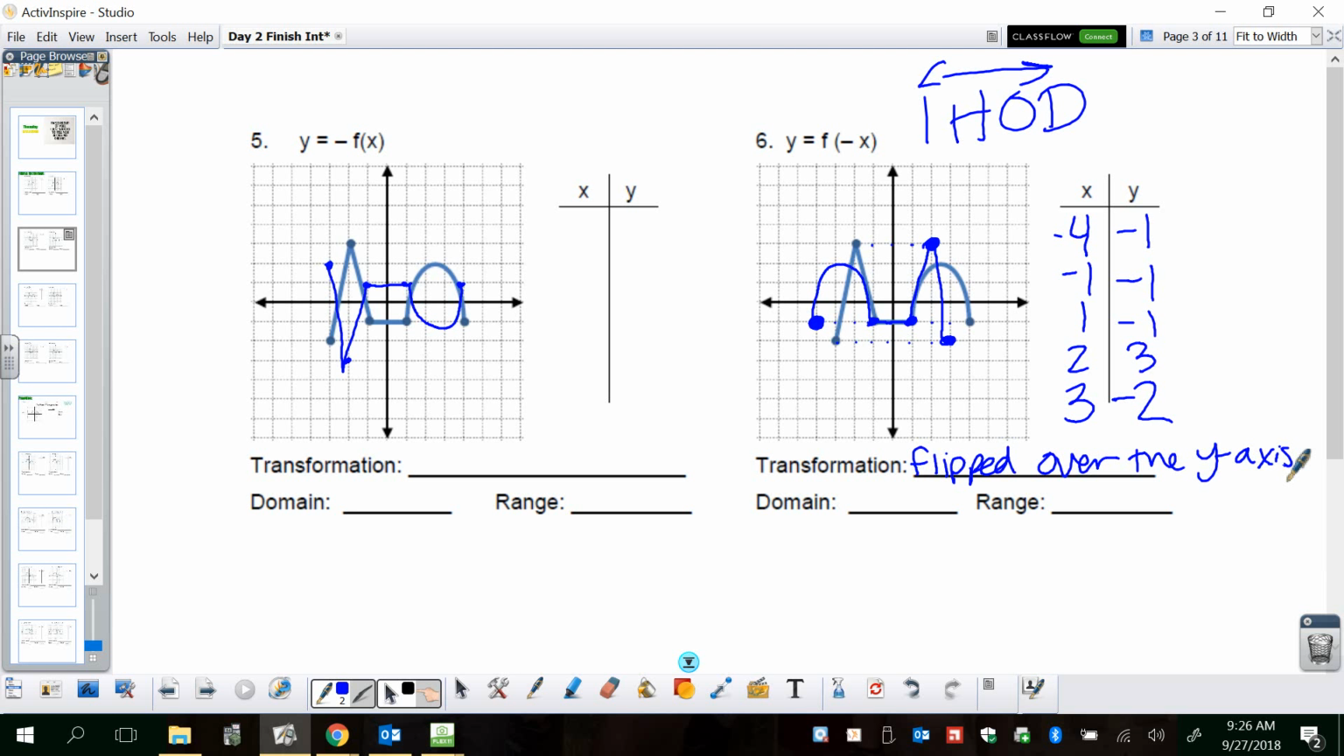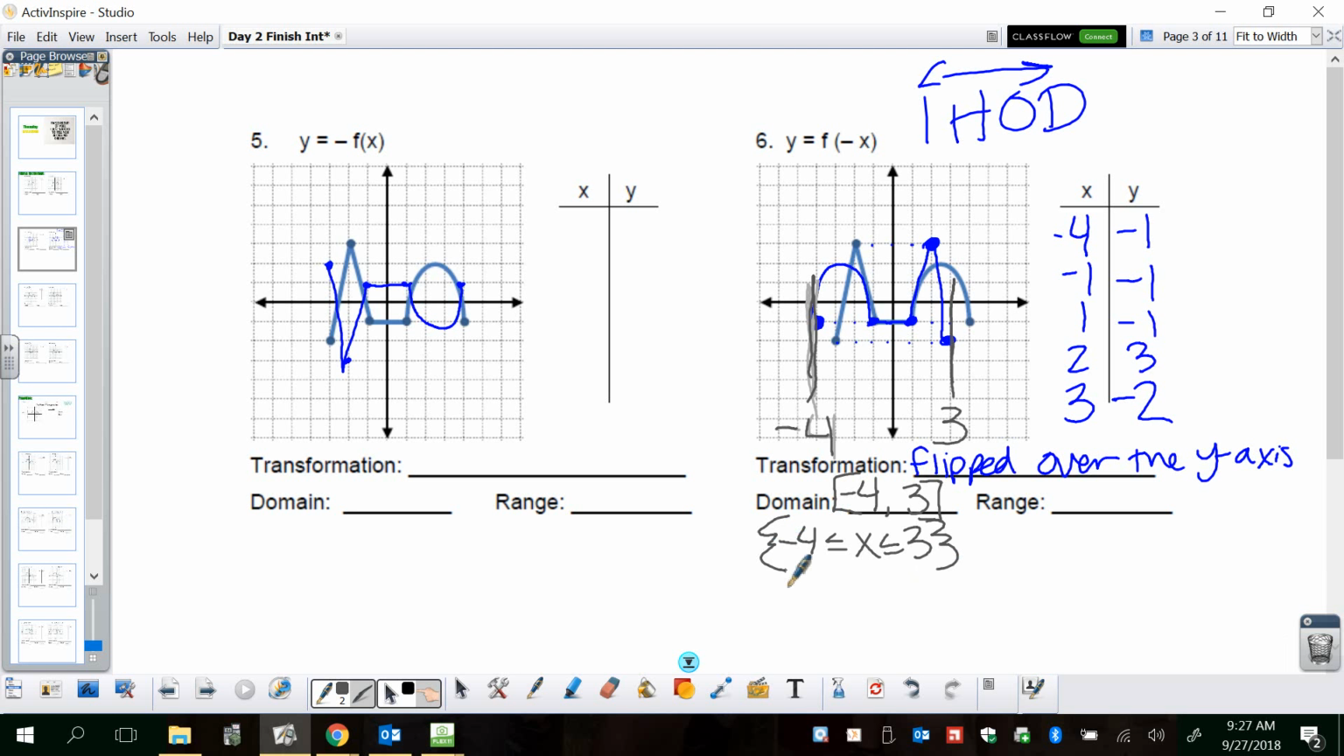Okay, so what's my domain? What's my side to side? How far to the left does this graph go from the center? From here, which is what? -4? Can y'all even see that? Okay, and how far to the right does it go? +3. So our domain is -4 to 3. Or -4 is less than or equal to x is less than or equal to 3.